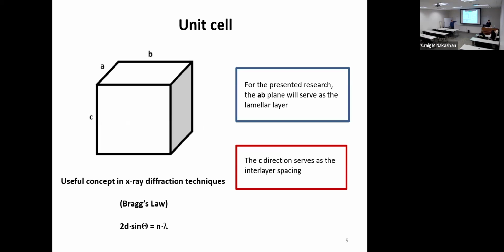Okay. All right. So almost done at the beginning. All right. So a unit cell, this is where we apply our crystallography.